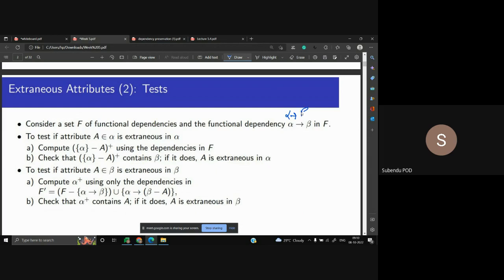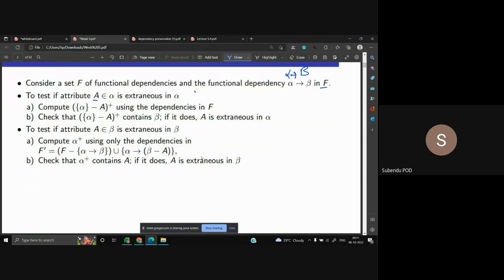Consider a set of functional dependencies F and a functional dependency alpha determines beta in F. To test if attribute A belonging to alpha is extraneous in alpha, this is the LHS case. Compute alpha minus A closure using the dependencies in F. Check whether alpha minus A closure contains beta. If it does, then A is an extraneous attribute. Let's see with the help of an example, then it will be clear.